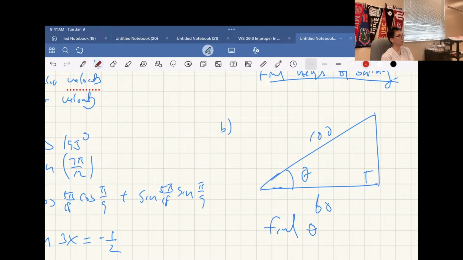Yeah, so cosine of theta equal to what? Six over what? 6 over 10, right? 3 over 5, good. And how do you get the theta? What kind of key do you have to press on the calculator?